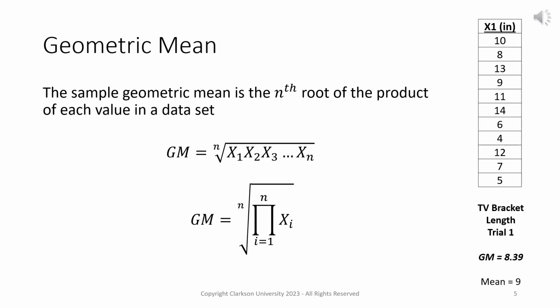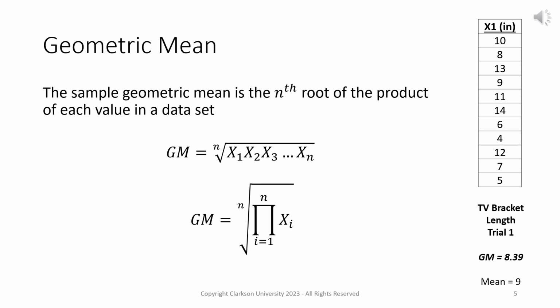When we refer to the mean in statistics, we're almost always talking about the arithmetic mean, which was previously presented. The arithmetic mean is the sum of values divided by the number of values. The sample geometric mean is the nth root of the product, not the sum, of each value in a dataset. We represent it here as GM, and we use the capital pi symbol to represent that product, just like we might use sigma for a sum.